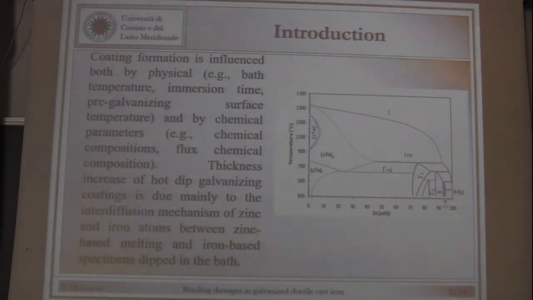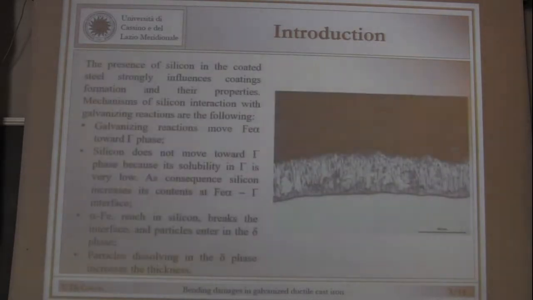And then we use cooling in air, simply in air. This is a traditional batch process. So, the importance of silicon contained in the iron-based substrate is most important. This is the mechanism of formation of the coating and the influence of silicon content on the surface.